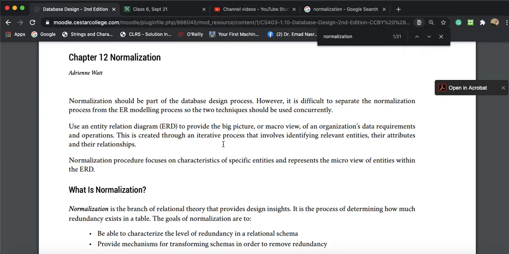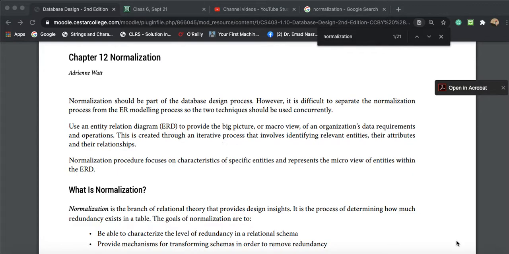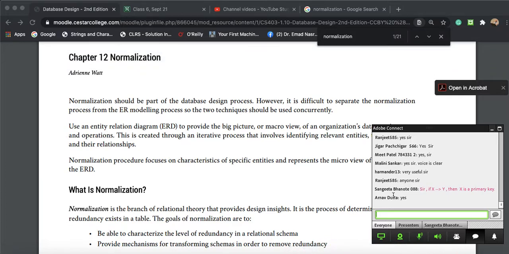So what can we do if it fails? Recreate the ERD from the beginning and then do the mapping? No, not that. What we will do is normalize it. We will normalize it.